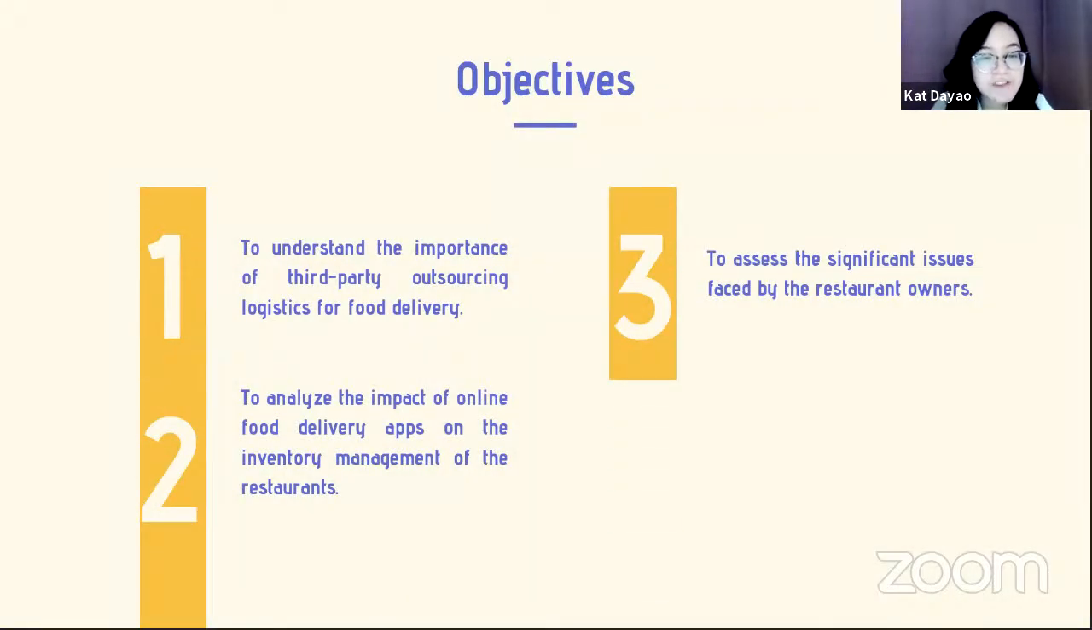The objectives of the study are as follows. First, to understand the importance of third-party outsourcing logistics for food delivery. Second, to analyze the impact of online food delivery apps on the inventory management of restaurants. And third, to assess the significant issues faced by the restaurant owners.